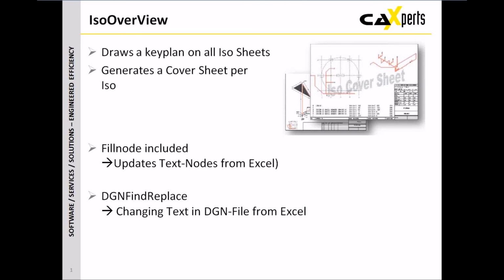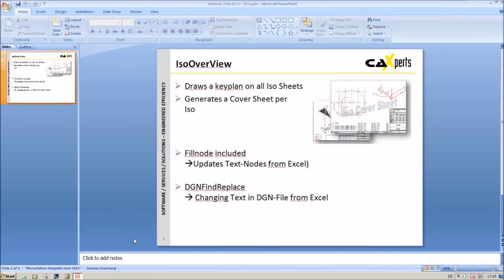A fill node utility comes along with this product. That means we can update text nodes on drawings, on ISOs from outside very easily. And also a very nice and easy functionality is a DGN find and replace, where we can change text in DGN files directly from Excel. Okay, so this was a very brief, very short overview over all these productivity utilities, and at this point I would like to switch back to Andy.